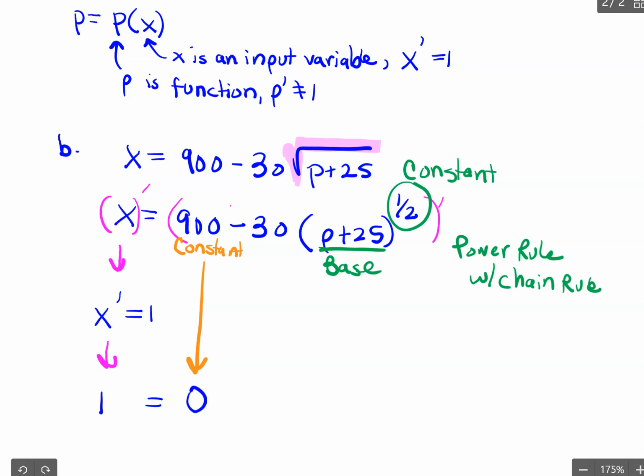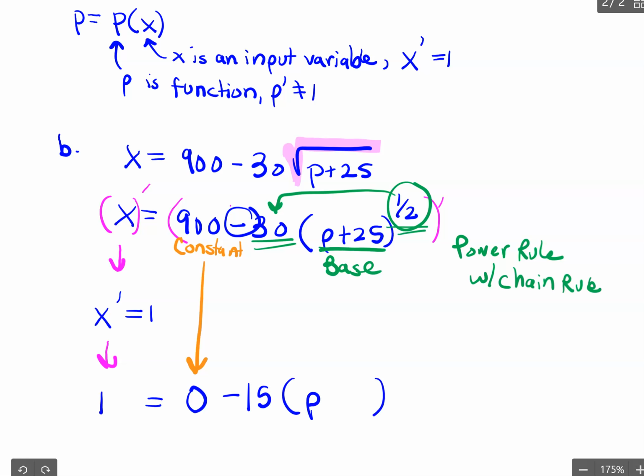And since my base is not a plain variable, the base is a binomial, it's a linear function here, I'm going to have to do my chain rule. So let's go ahead and do our power rule with chain rule here. I drop my exponent down to the front, so 1/2 times 30 is going to be 15, but I'm subtracting that amount, so I'm going to write minus 15. Then I rewrite my base exactly like it's given to me. Then I decrease that exponent by 1, so that brings my exponent to negative 1/2.